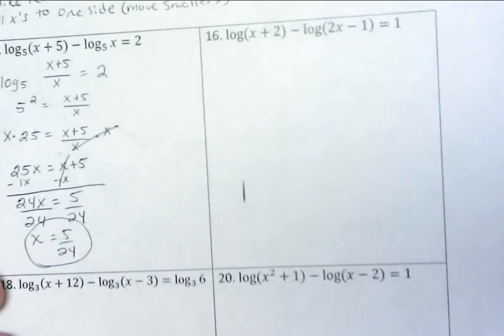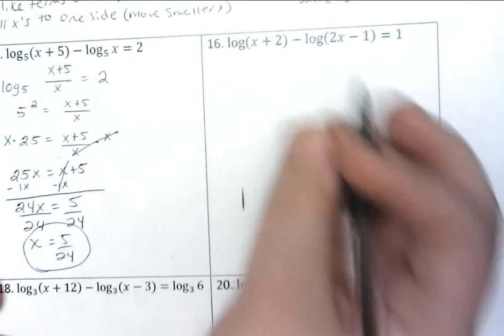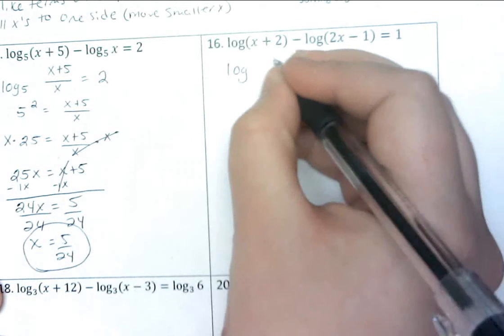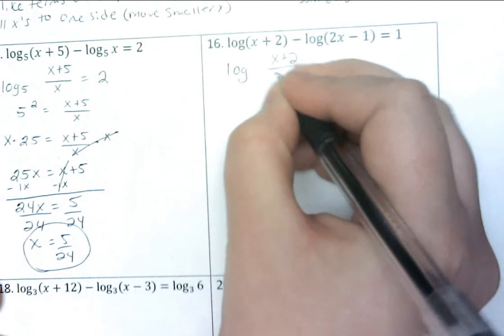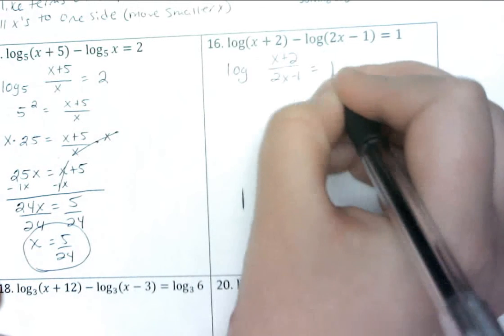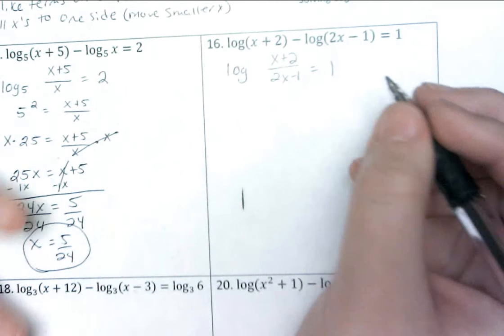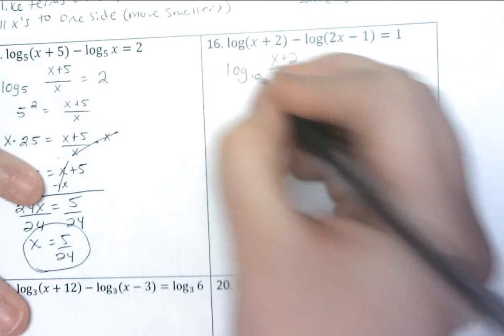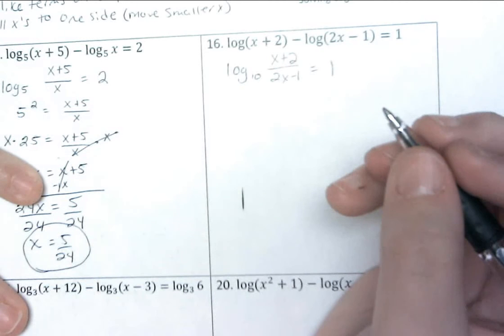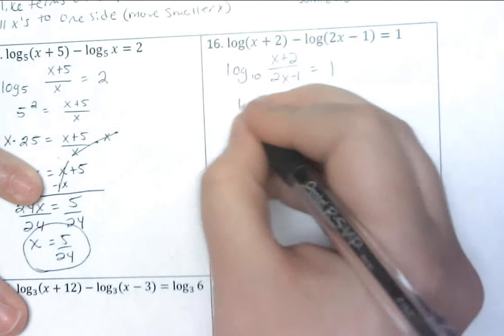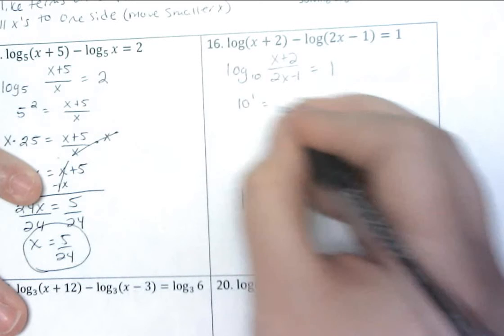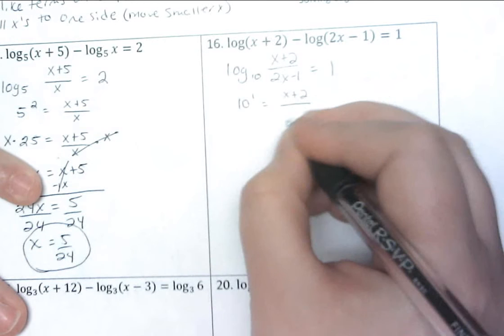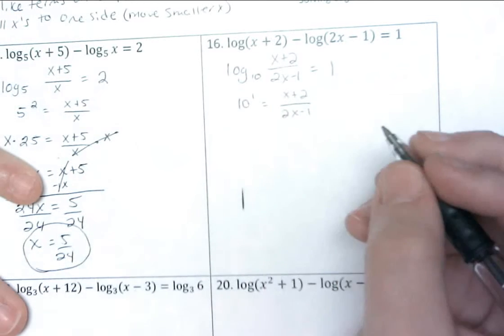So now, same thing here. Write it as a single log. So log of (x plus 2) over (2x minus 1) equals 1. And notice there's no base written. And we remember that that base is understood to be a 10. So now, exponential form says I have 10 to the first power equals (x plus 2) over (2x minus 1).